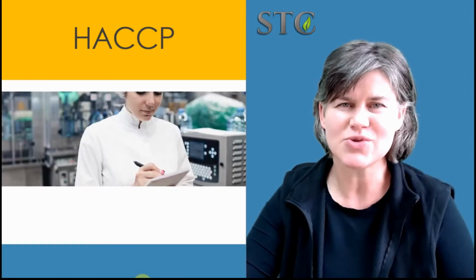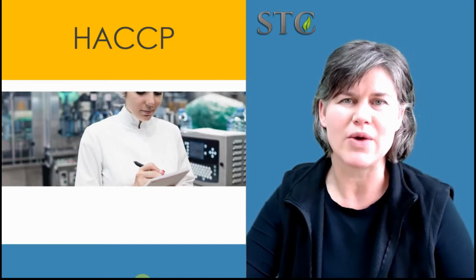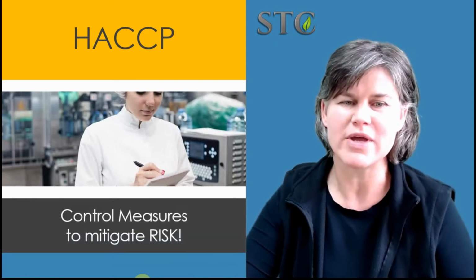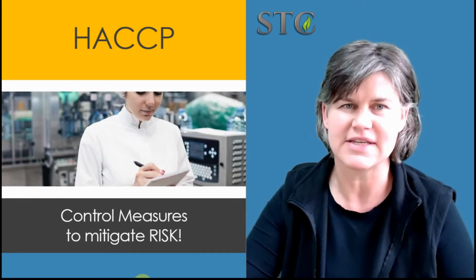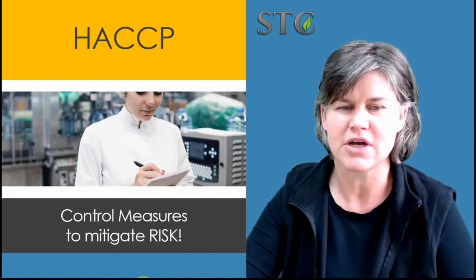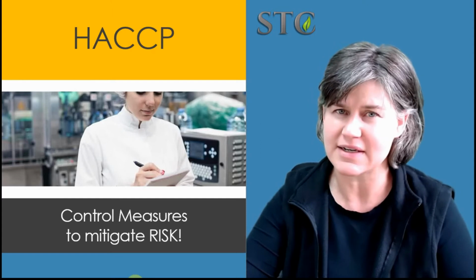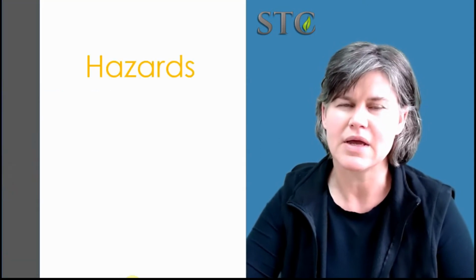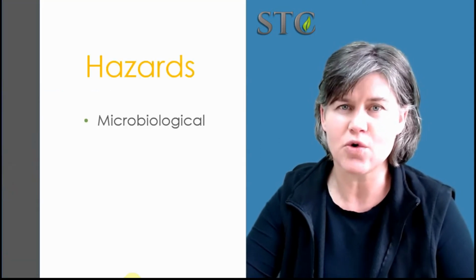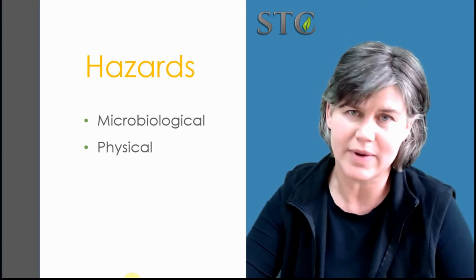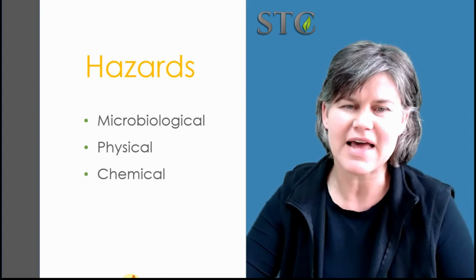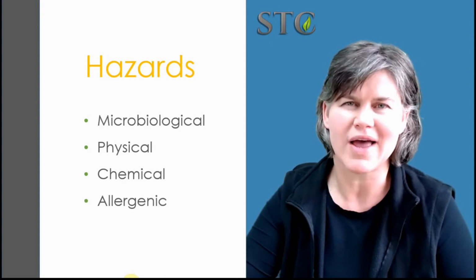And so it all starts with HACCP, of course, HACCP being a risk assessment tool where we look at hazards and how we can put control measures in place to mitigate the risk of these hazards contaminating our product. We talk about HACCP in more detail in a different talk. But let's take a look at these four categories. So there are microbiological hazards or biological, physical hazards, chemical or allergenic.